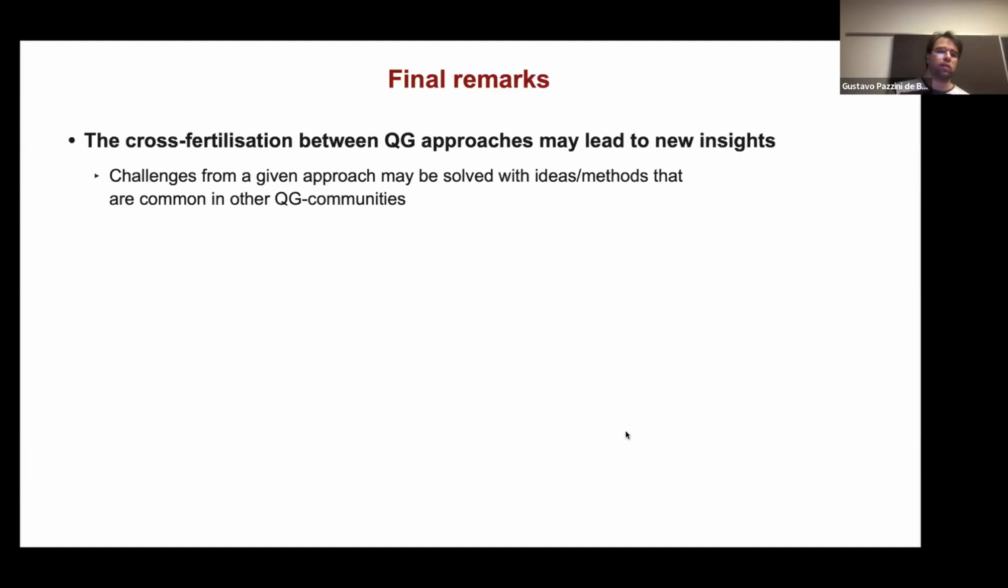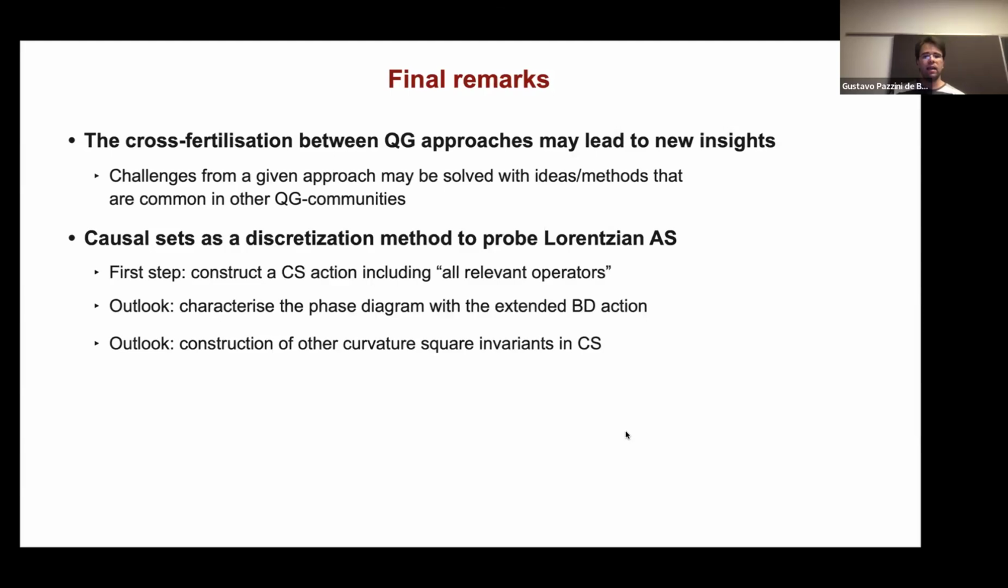In this talk, I tried to express the point of view that cross-fertilization between quantum gravity approaches may lead to new insights. The idea is that challenges from a given approach can be solved with ideas and methods that are common in other quantum gravity communities. As an example, we took the connection between causal sets and asymptotic safety. The first idea was to explore the point of view that perhaps causal sets can help us to probe Lorentzian asymptotic safety.